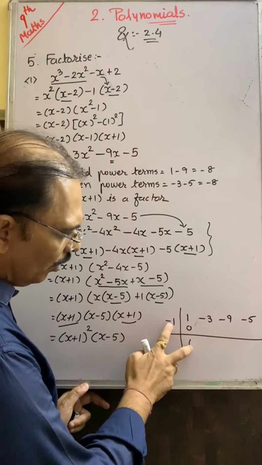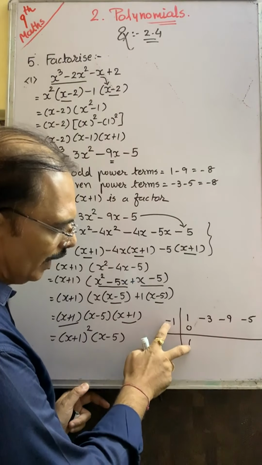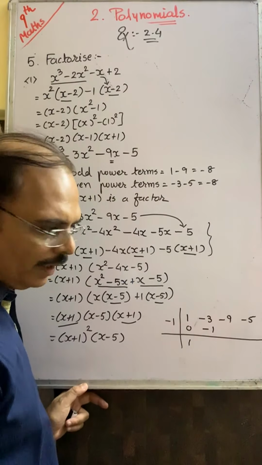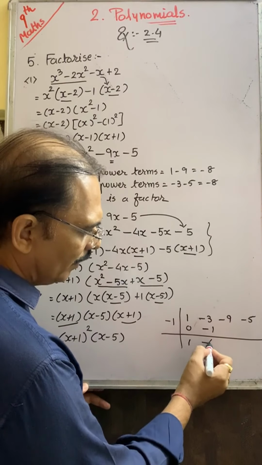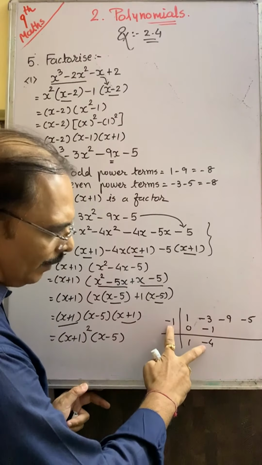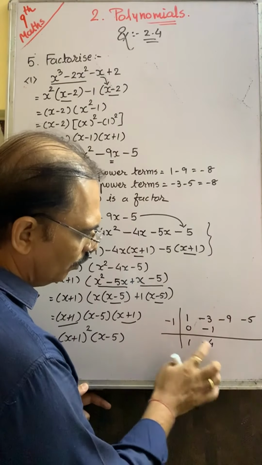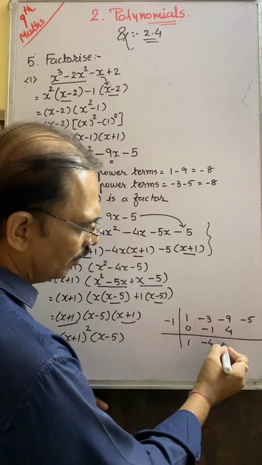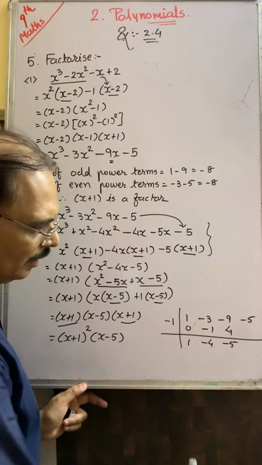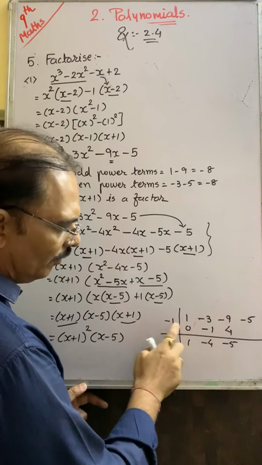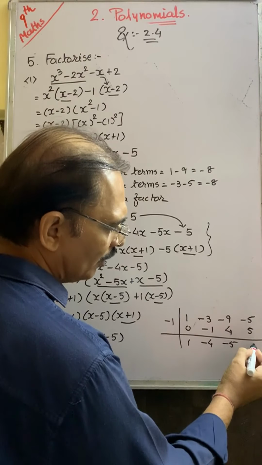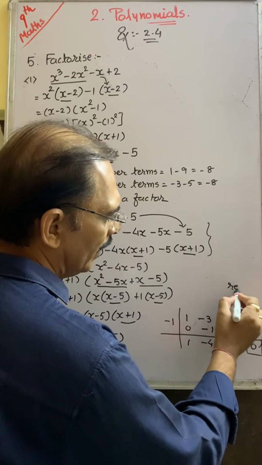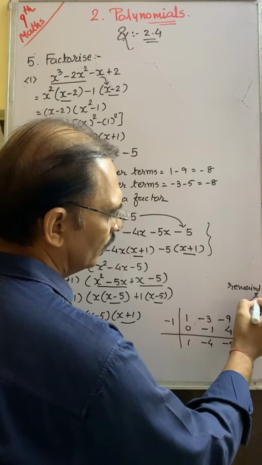Is it okay? Now multiply these two. Minus into minus 1 is 1. Okay. Add this. Minus 3 minus 1 will be minus 4. Now multiply this. Minus into minus 4 is plus 4. Add this. Minus 9 plus 4 will be minus 5. Now multiply this. Minus into minus 5 is 5. Add this. 5 minus 5 is 0. This last term is your remainder. This is called the remainder. Not necessary in this sum.